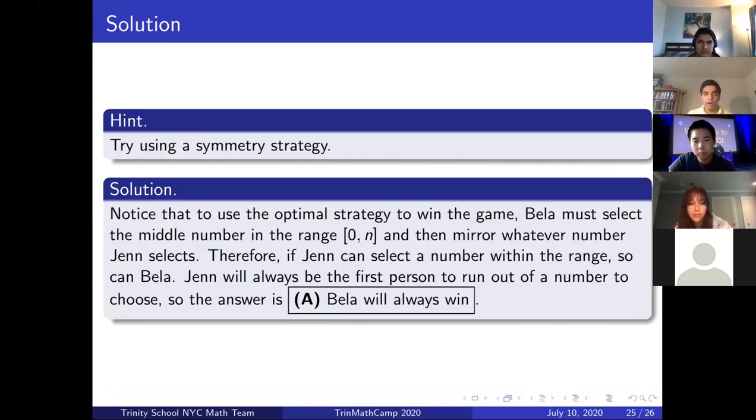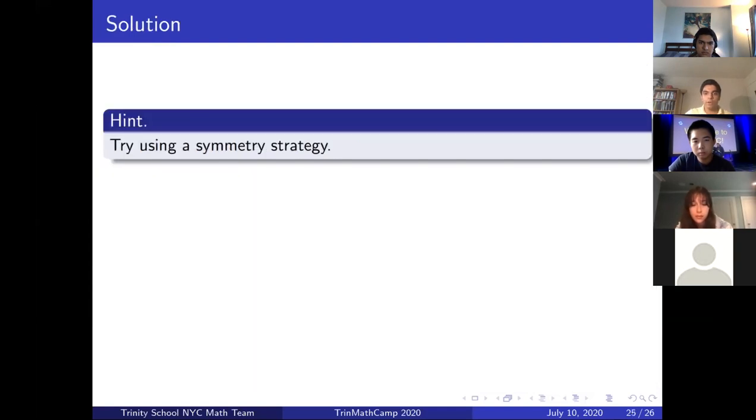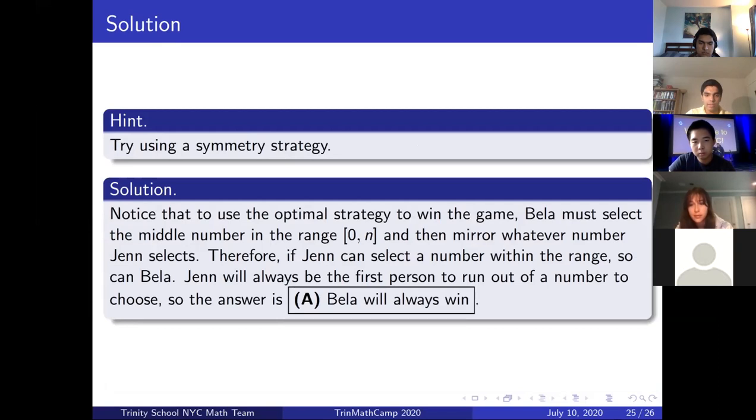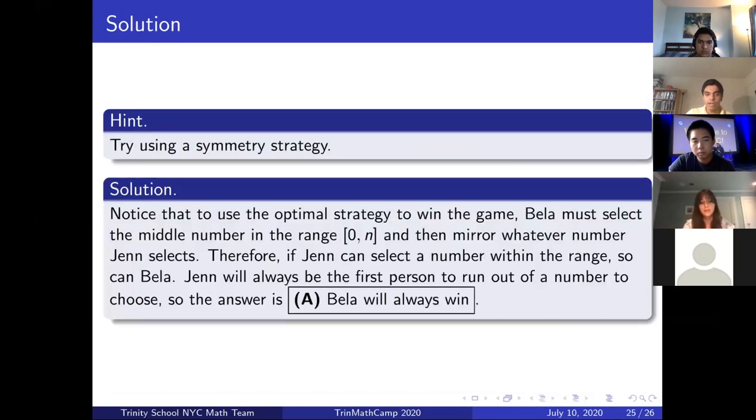And note, this is always possible to find. They're choosing any real number, and n is an integer. Yes, n is an integer. Bella will put a point in the middle at n divided by 2, and then whatever point Jen selects within the range, Bella will copy that.